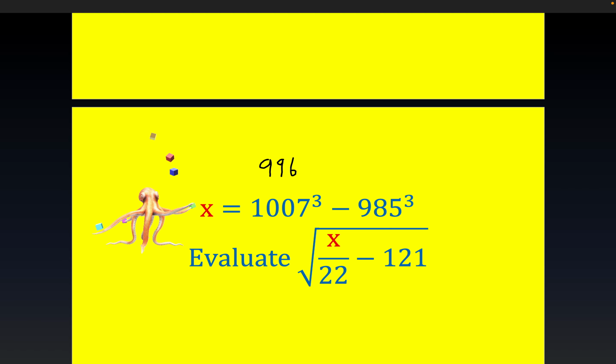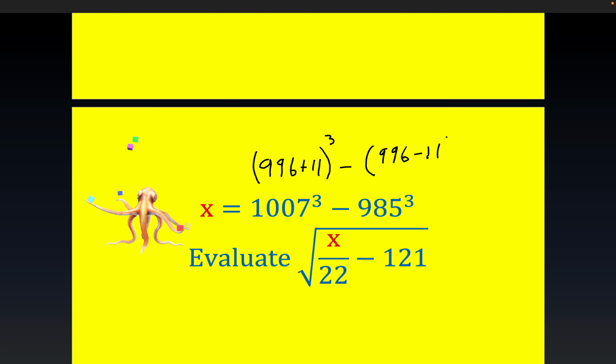Notice that 996 is halfway between 1007 and 985. It's just the average. You can sum up those two numbers, that's the average, it's the middle. So you can add 11 to 996, and then you can subtract 11 from 996.